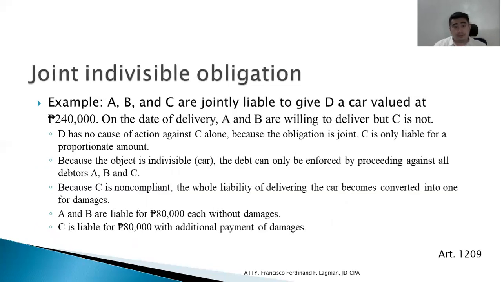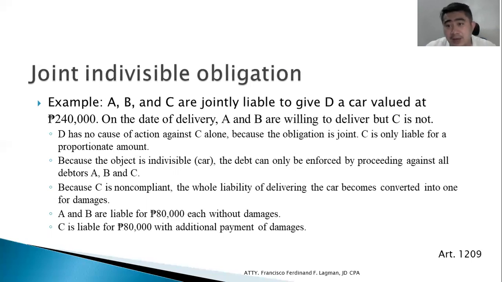So ito, no? So sa example natin, A, B, and C are jointly liable to give D a car valued at 240,000 pesos. On the date of delivery, A and B are willing to deliver, but C is not. So D has no cause of action against C alone because the obligation is joint. C is only liable for a proportionate amount. Because the object is indivisible, the debt can only be enforced by proceeding against all debtors A, B, and C. Because C is non-compliant, the whole liability of delivering the car becomes converted into one for damages. A and B are liable for 80,000 pesos each without damages. Okay? C is liable for 80,000 pesos with additional payment of damages.